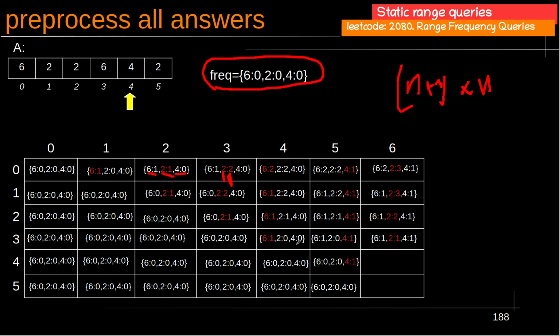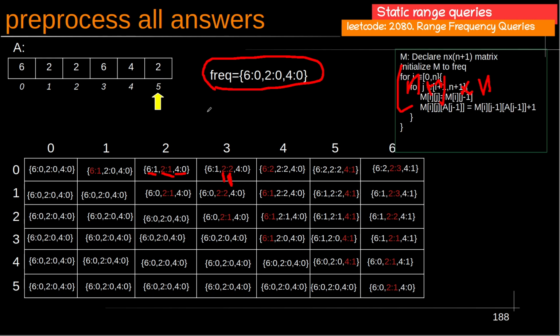From 4 to 4 I have just 1 4, 0 6, 0 2. And from 4 to 5 I have 1 2, 1 4, 0 6. And from 5 to 5 I have just 1 2, 0 6, and 0 4. As you see here, I'll pre-compute all the answers for all these subarrays.